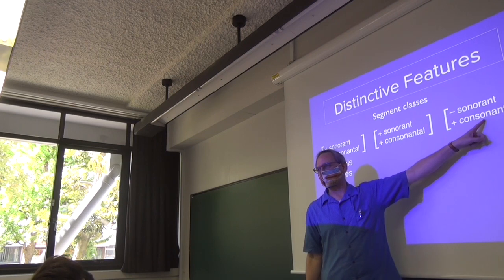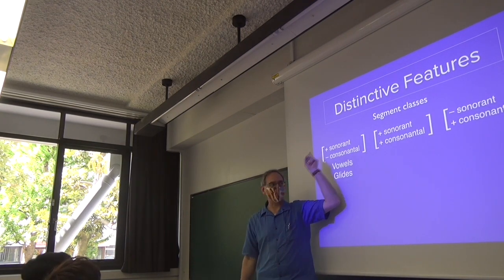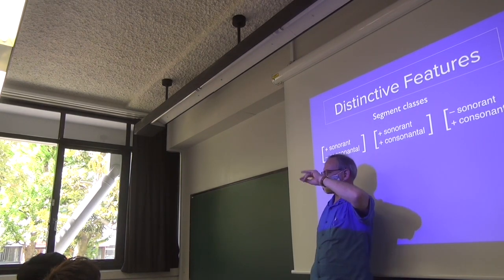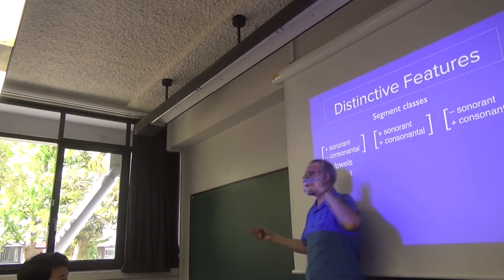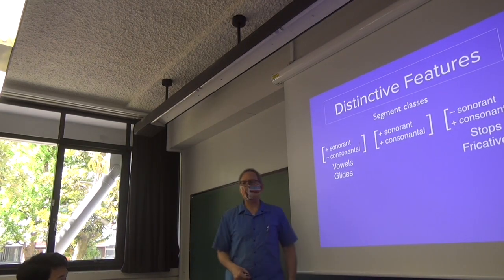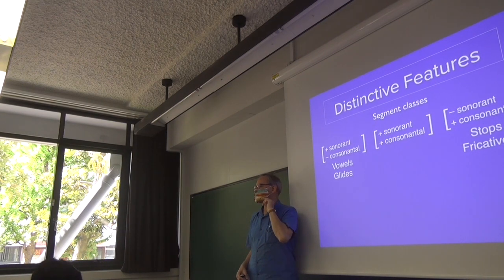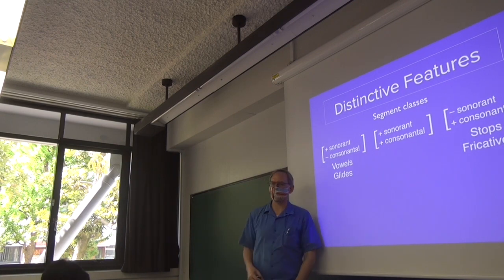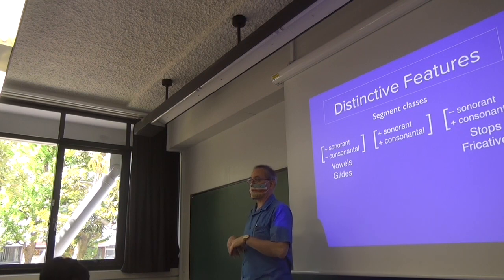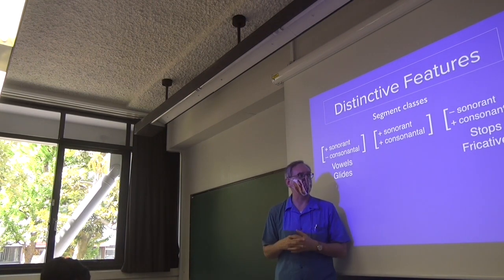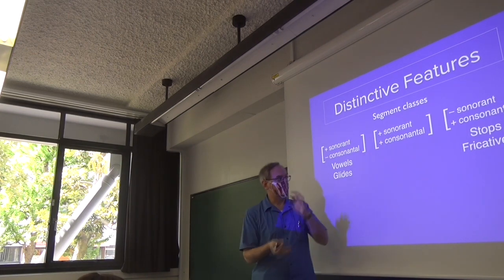These are plus consonantal and minus sonorant. Right? So the opposite of the vowels and glides. So there's some significant reduction of the airflow path, but no sonority. Right? So that's going to be the stops and the fricatives. The sounds like p, t, k, the fricatives. Okay? These are minus sonorant. They're obstruents. They have no sonority. And they're plus consonantal. So there's some degree of reduced airflow.